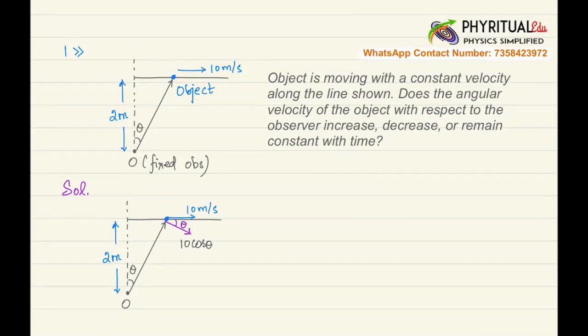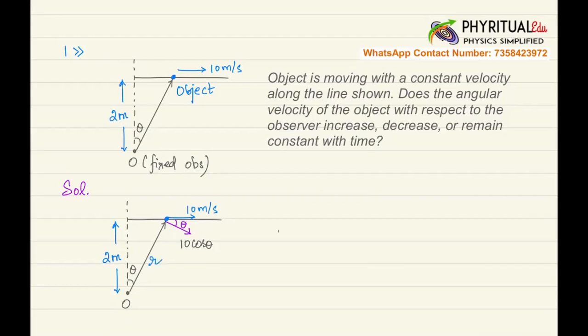The standard way of approaching this question, where teachers present the solution and which you can find in many books, is this: the velocity of the object, you resolve into two components. One is along the position vector r, and the other is perpendicular to the position vector r. It is the perpendicular component which is responsible for changing the direction of r. So I'll be taking r as the position vector.